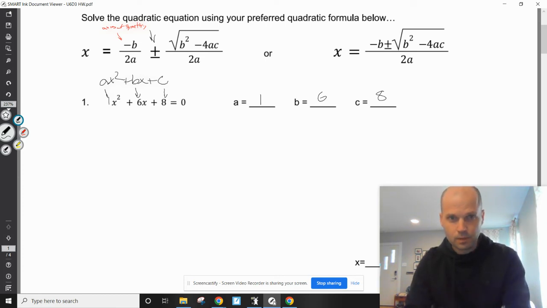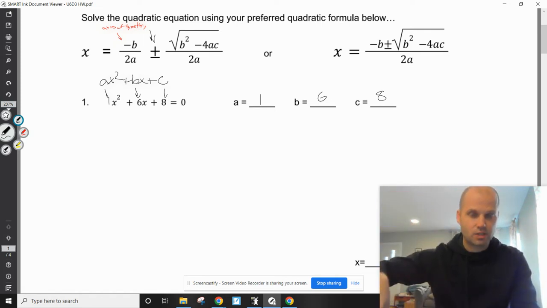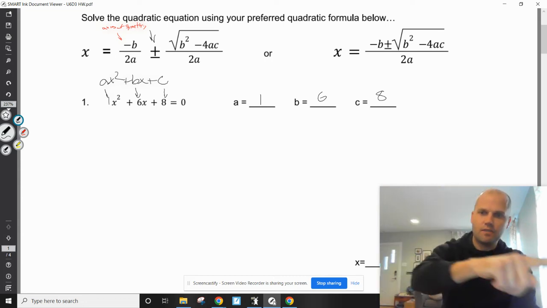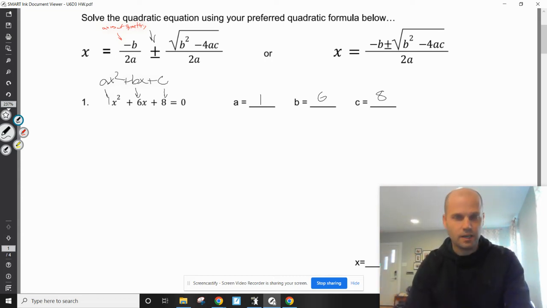Now, we actually know how to solve this already by factoring. So I'm going to check at the end of this problem if I get the same answers by factoring. Okay, so here's what I do. I got x equals negative b. Now, that's the opposite of b. If b is negative, you make it positive. So negative b over 2 times a.